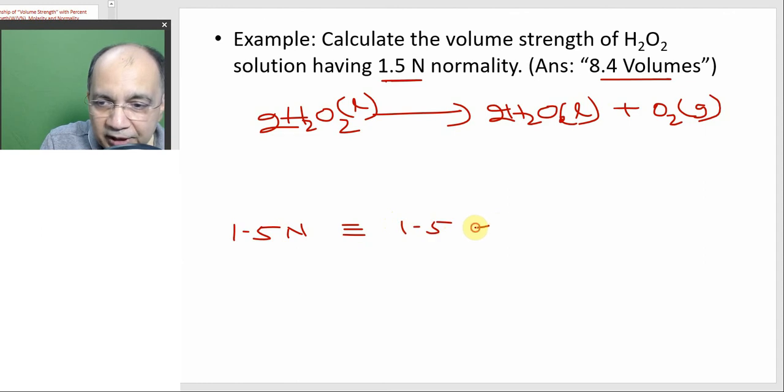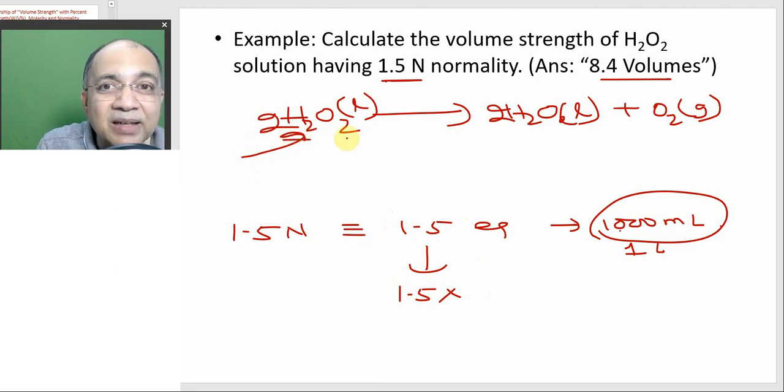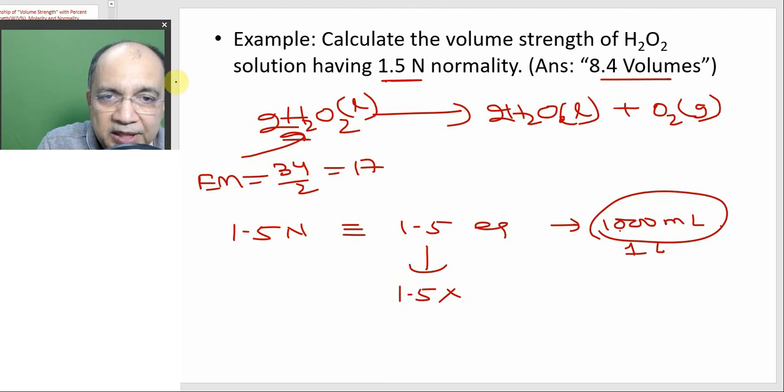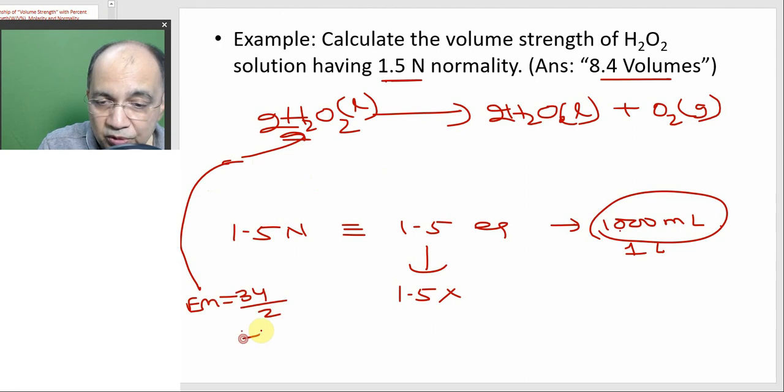So, 1.5 N means what? It is 1.5 equivalent present in 1000 ml or 1 liter. What is its mass? So 1.5 into its equivalent mass. I told you that for H2O2 the N factor is 2. So the molecular mass is 34, and 34 by 2 is 17, which is its equivalent mass. Let us not spoil this space because we'll be doing stoichiometry calculation here.